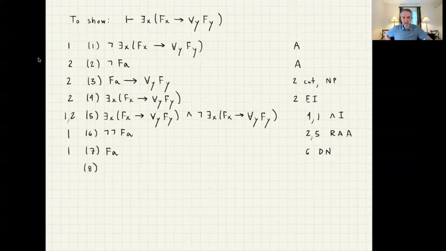Okay, so now I'm into the second phase of my proof strategy. I've got the negation of the conclusion I want, and I just want to show a contradiction follows from that negation. I've got now that Fa follows, but the name A doesn't occur in 1, so I can universalize this Fa. I can now infer that everything is F. So for all y, Fy. So 7, universal introduction.